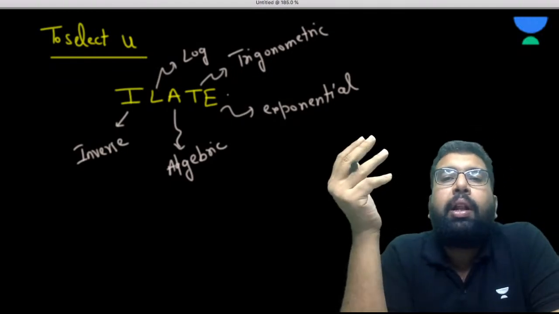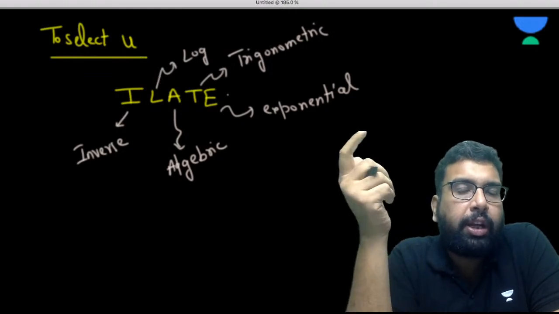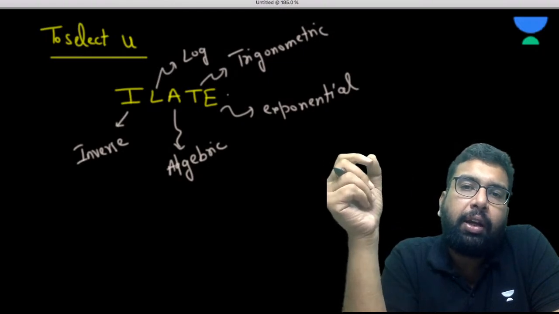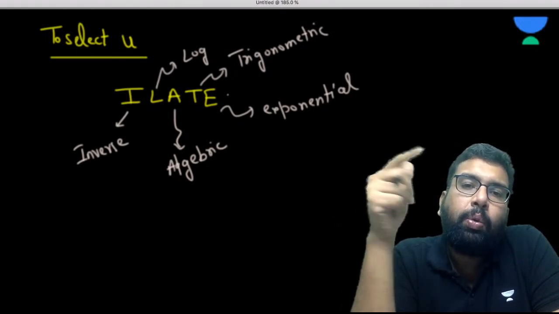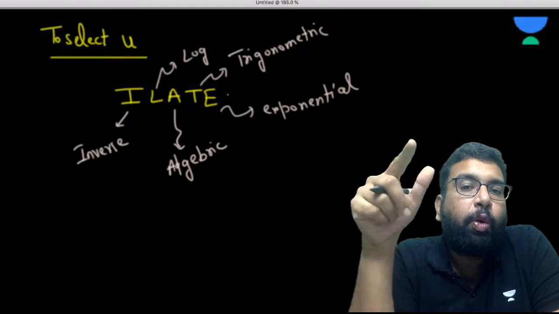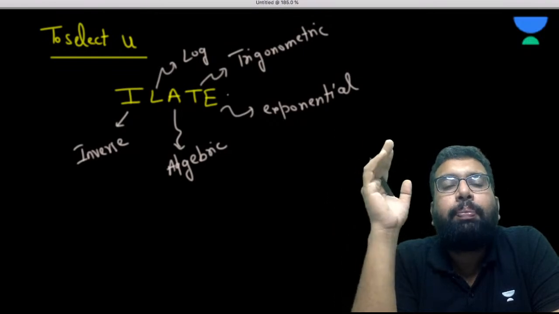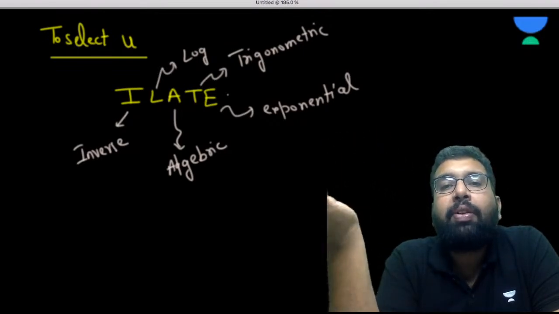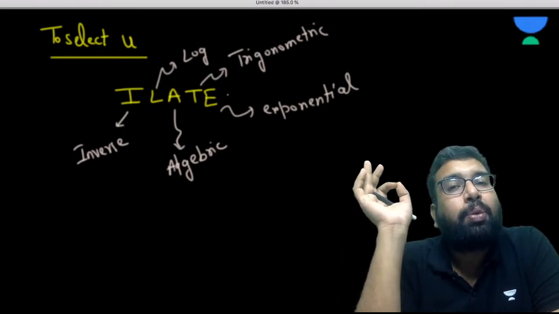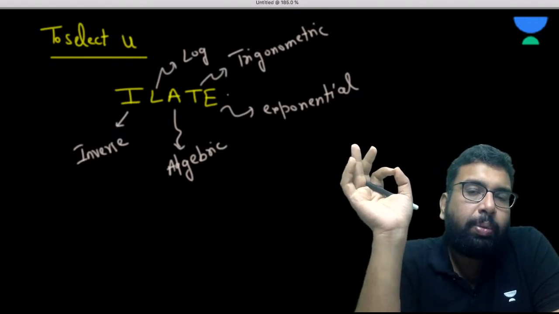For example, in some problem you are having u dot v. You have to select one as u and the other as v. You can select the u in this priority. If there is an inverse function, you will give it priority before log, algebraic, trigonometric, and exponential function. If there is a log function, you will give priority to it over algebraic, trigonometric, exponential, and in the same way you can go for algebraic, trigonometric, exponential. Remember, exponential function is in least priority to be selected as u.